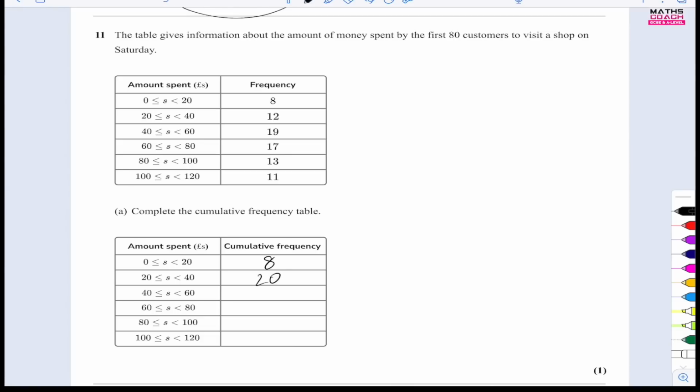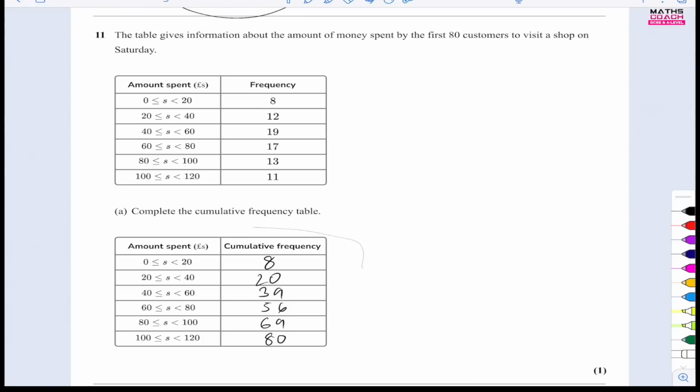And then we had the 19 next, and then we had the 17, 13, and so on and so forth. So 20 plus 19 gives us 39. 39 plus 17 gives us 56. 56 plus 13 gives us 69. And 69 plus 11 gives us 80. So that's all done.